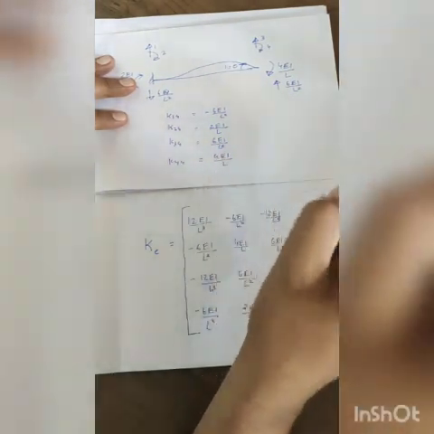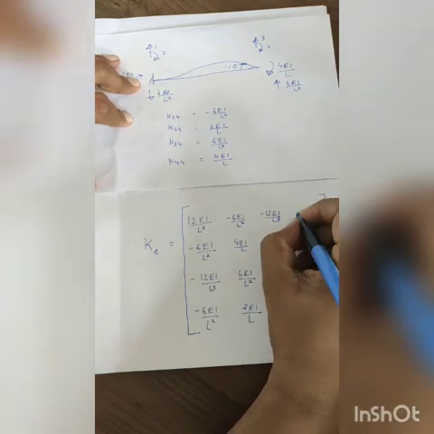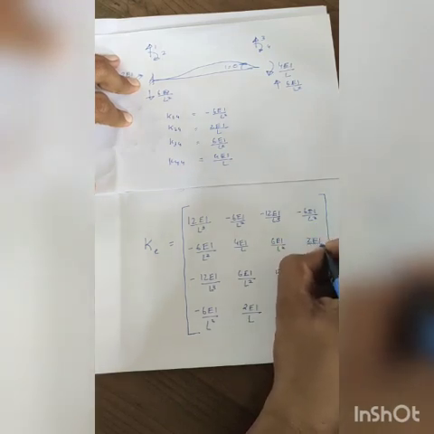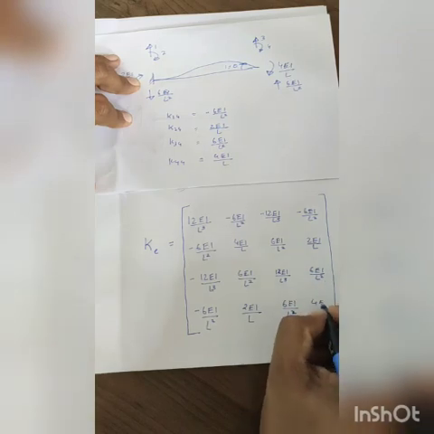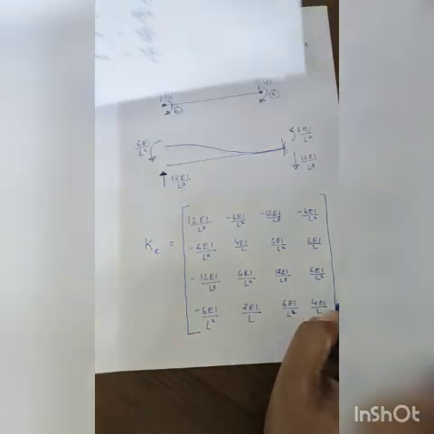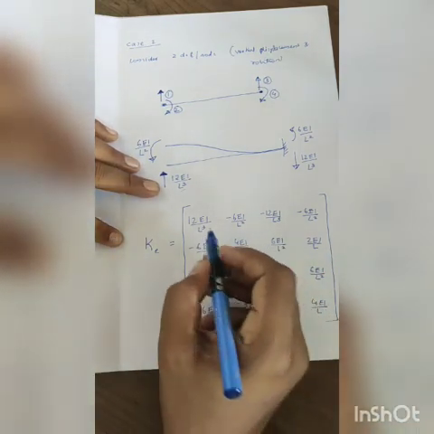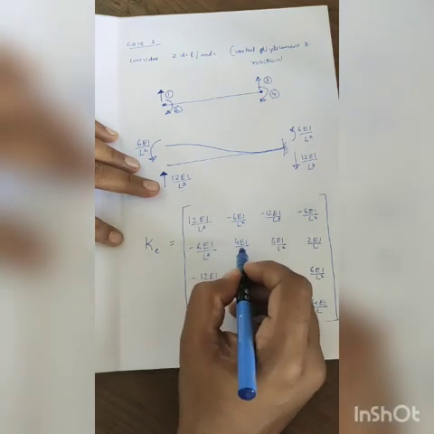So we are going to complete this element stiffness matrix, considering 2 degrees of freedom at each node: minus 6EI by L square, 2EI by L, 6EI by L square, and 4EI by L. So my request is you have to learn by heart how to write this element stiffness for 2 degrees of freedom at each node for a bar element. You can see that it is a symmetric matrix: 12EI by L cube, 6EI by L square, 4EI by L.